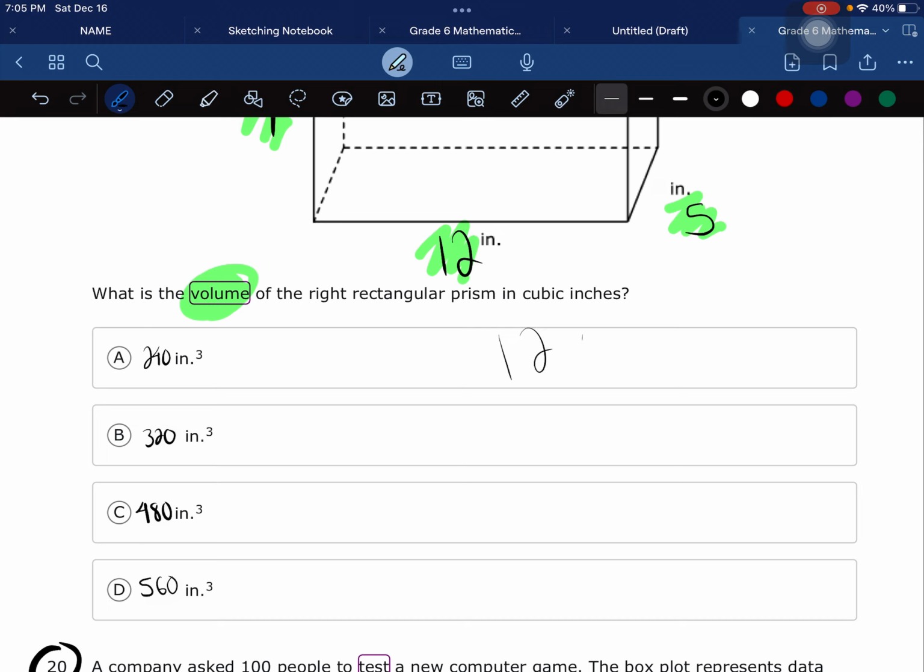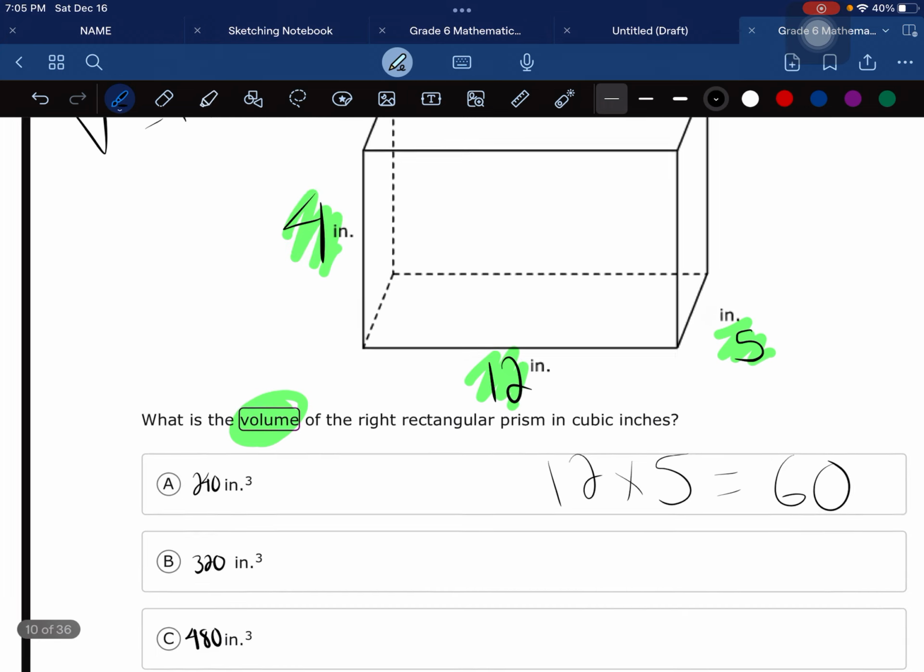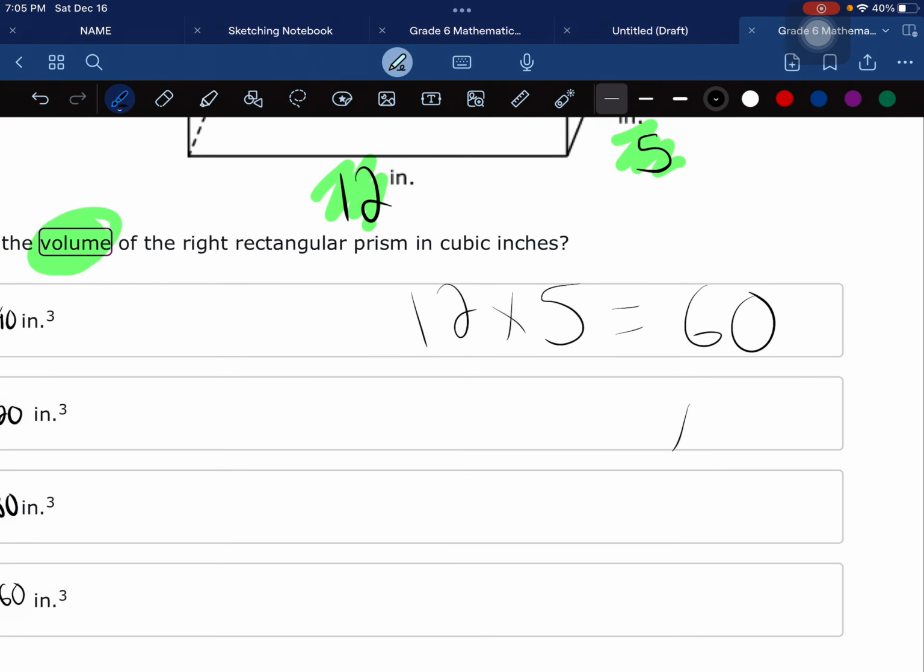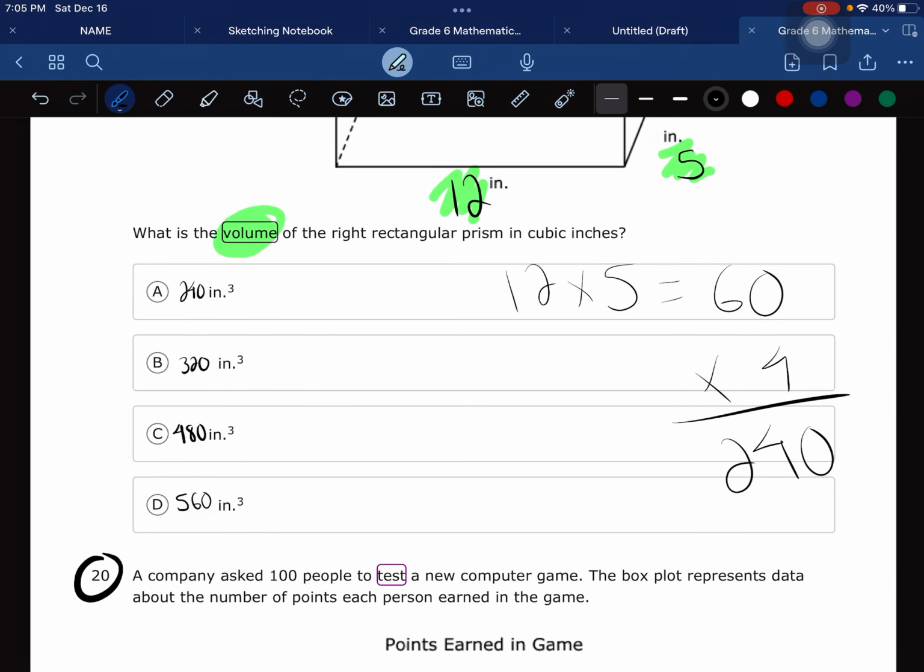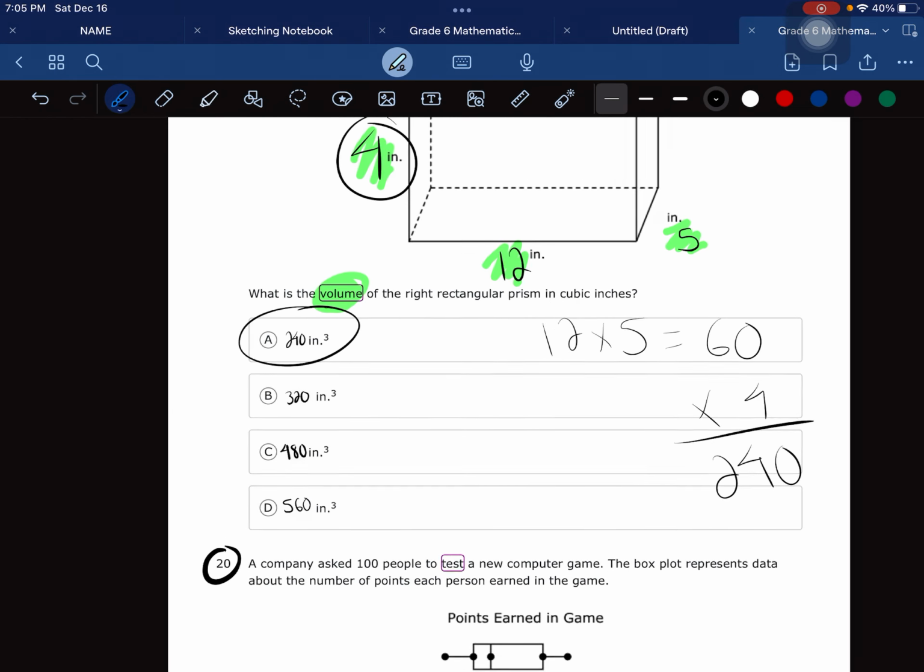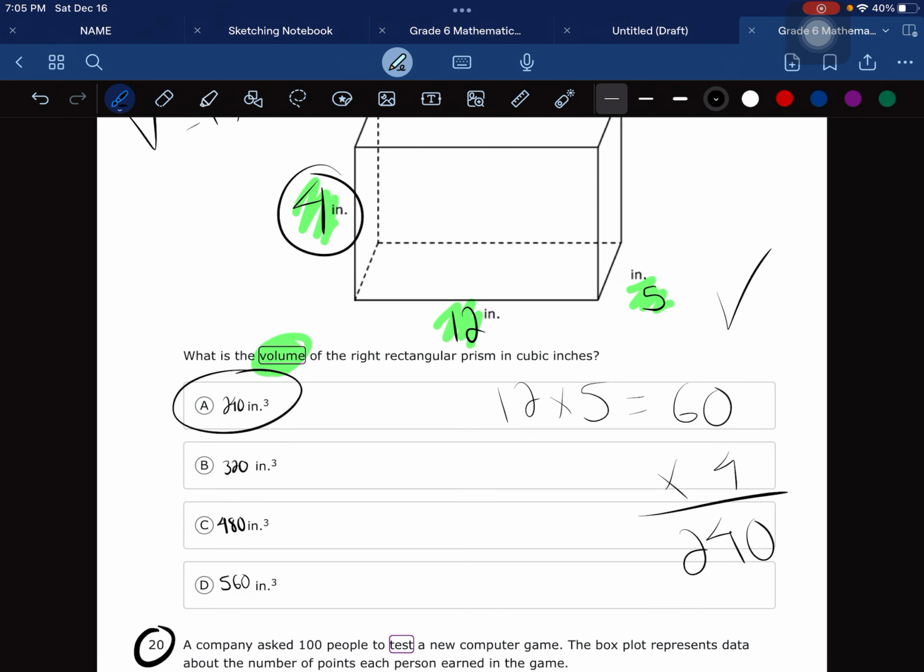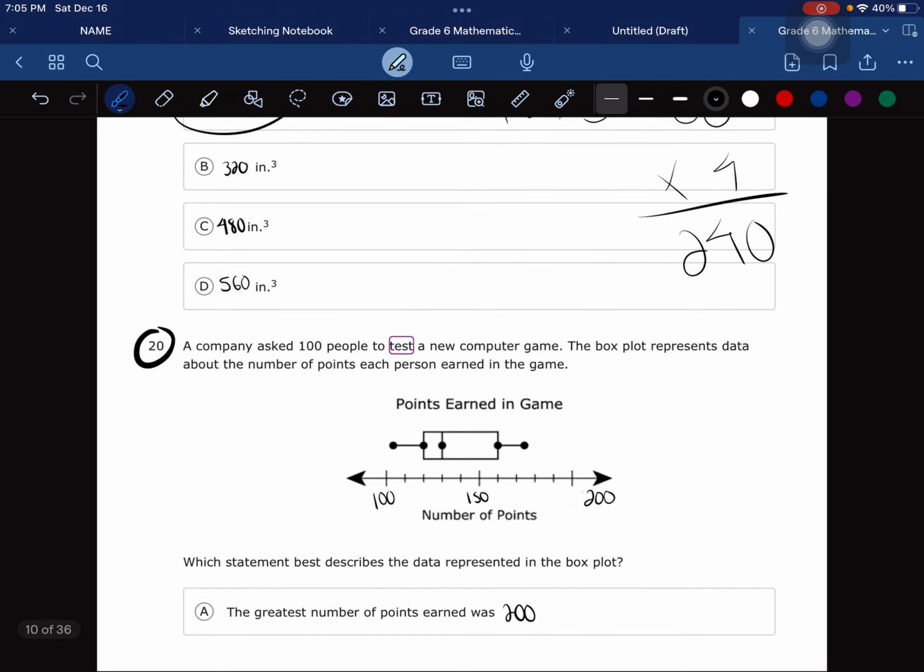12 times 5, 60. 60 times 4, 240. Bravo. We okay? ¿Todo bien? ¿Poquito o no? Of course, papita.